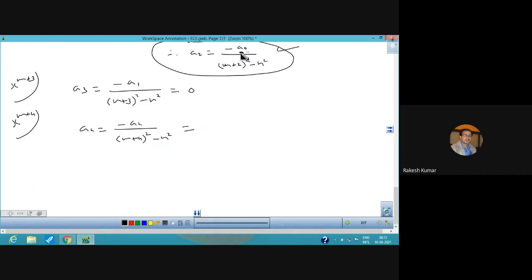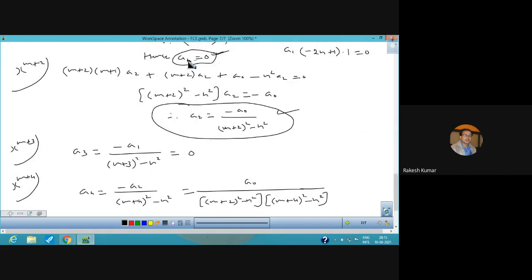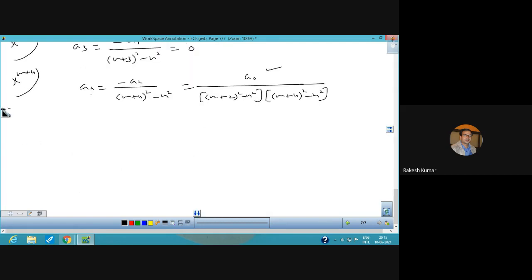But you know the value of a2. Just see, this is the value of a2. It can be substituted here. Negative will become positive. So a naught divided by m plus 2 whole square minus n square into m plus 4 whole square minus n square. So seeing this pattern, one thing is clear: the odd coefficients, the constants a1, a3 and next a5 will come out to be 0, but the even coefficients a2, a4, and similarly a6 will come out in terms of a naught.